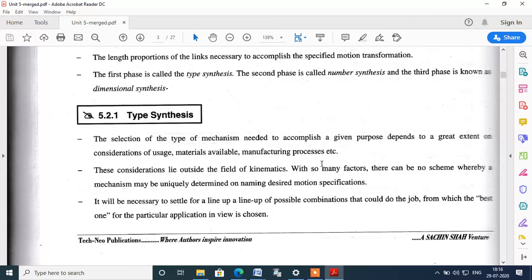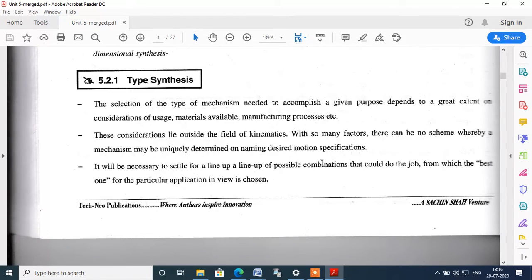So we'll see type synthesis. The selection of the type of mechanism needed to accomplish a given purpose depends to a great extent on consideration of usage, material available, and manufacturing processes.